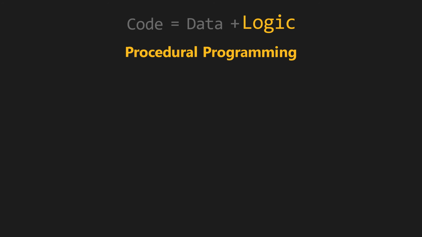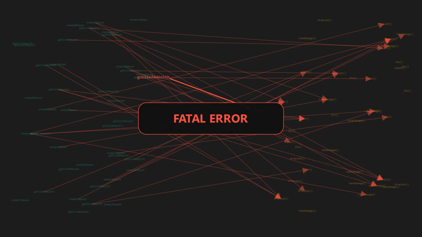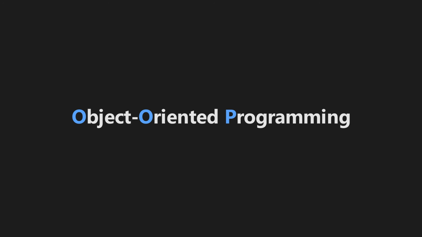In normal procedural programming, your data and your functions are completely separate. You make a variable here, you pass it to a function over there. This works fine for a simple script. But let's say you're building a video game. You don't just have one player, you have 100 enemies. Now you have 100 health variables, 100 speed variables, and a bunch of floating functions. You accidentally pass a goblin's health to the player's healing function, and everything breaks. It's a nightmare. This is why object-oriented programming exists.